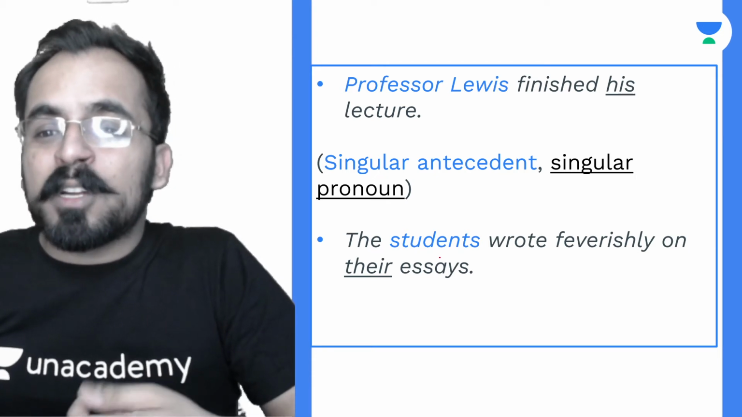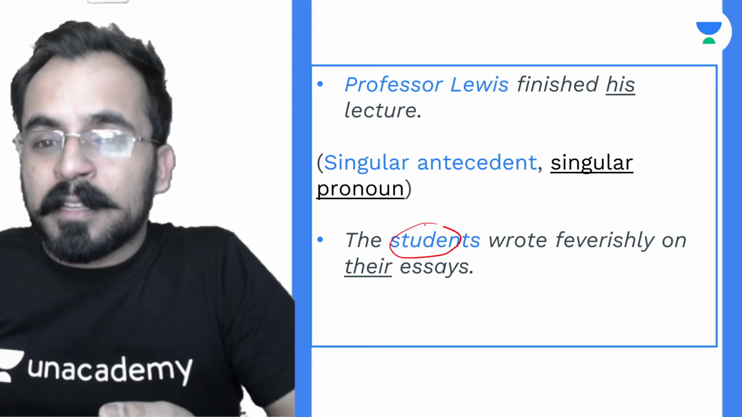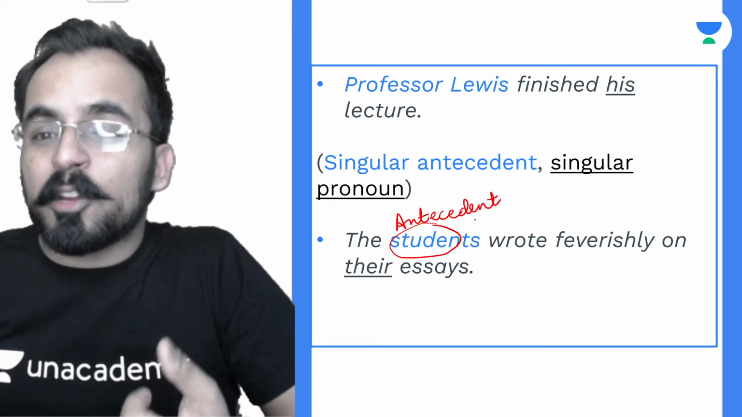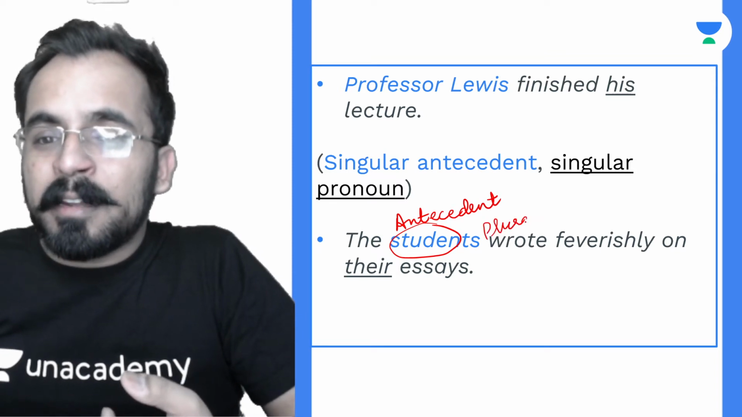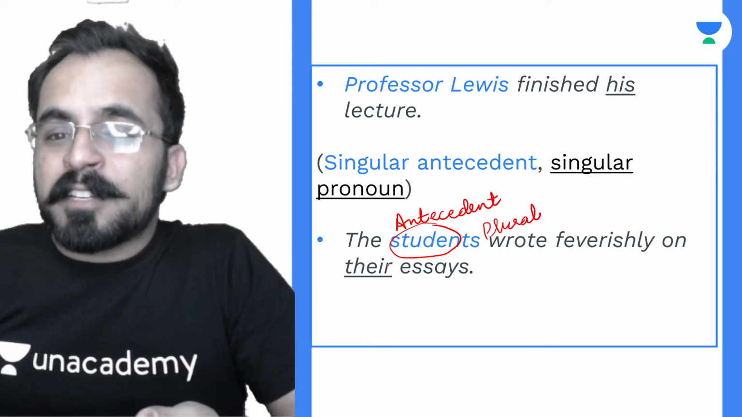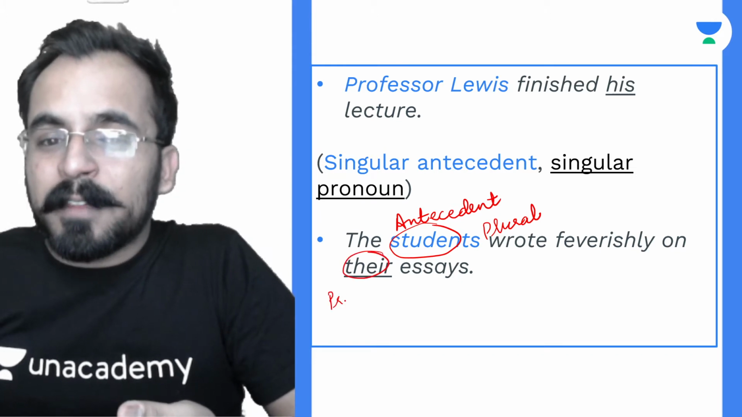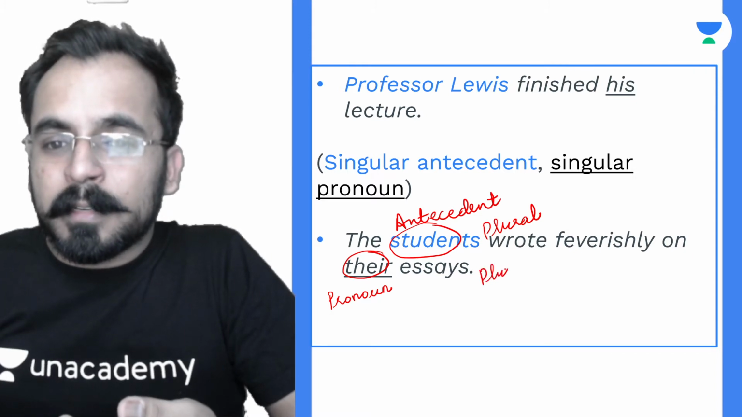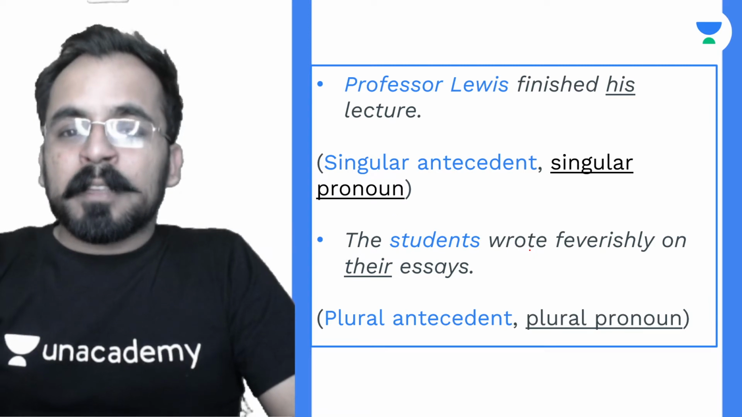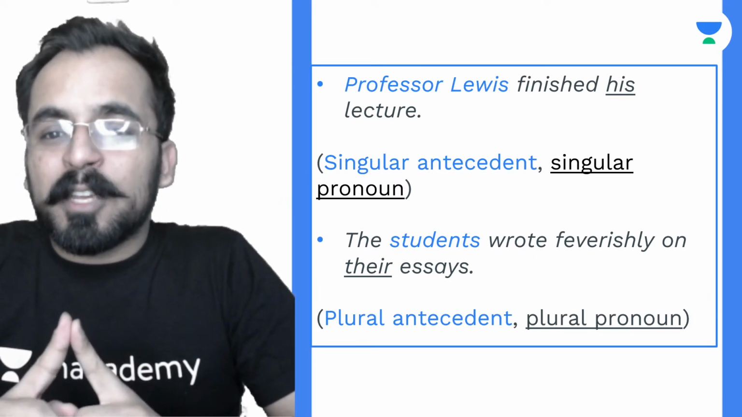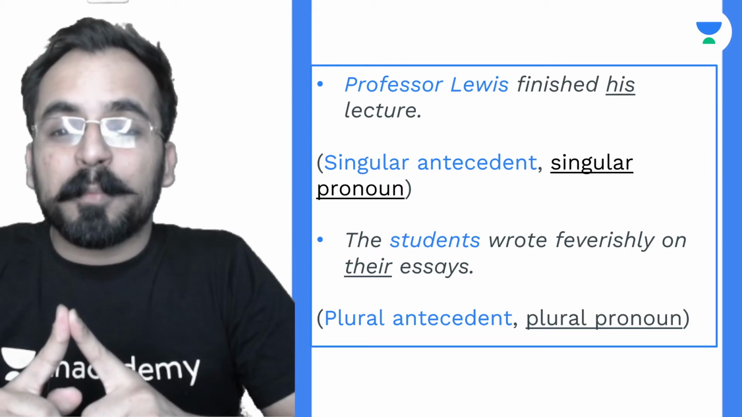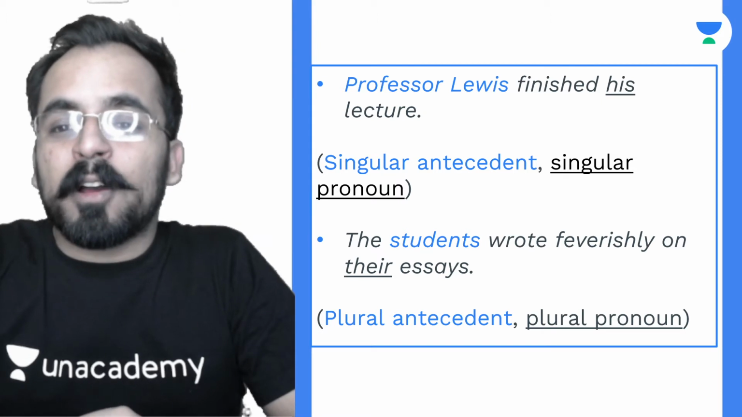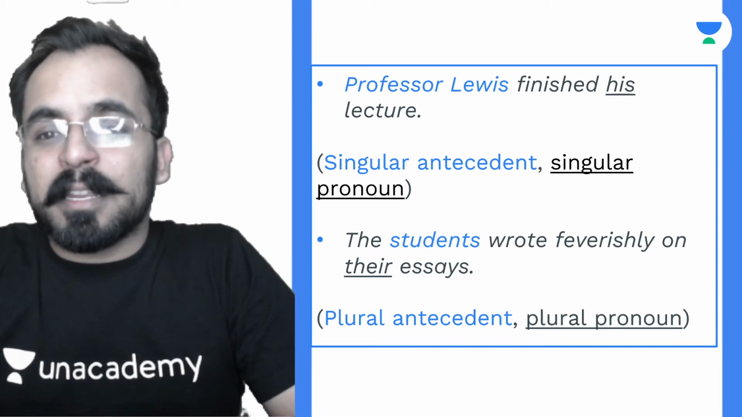The students wrote feverishly on their essays. So the students is your antecedent, and your antecedent is singular or plural? Yes, they are plural. Wrote feverishly on their essays. So that is why we have a pronoun which is plural. Right? Okay. So the basic idea is for a singular antecedent you should have a singular pronoun, and for a plural antecedent we have a plural pronoun. That is what we call pronoun antecedent agreement.